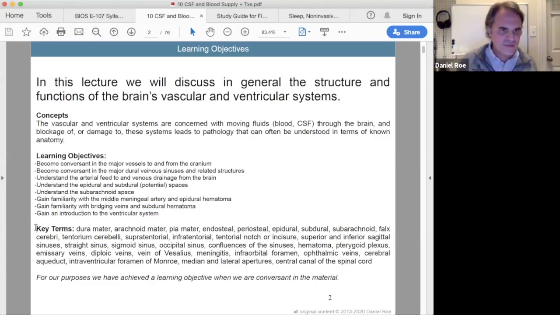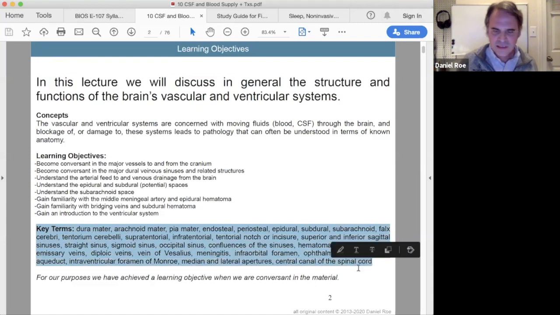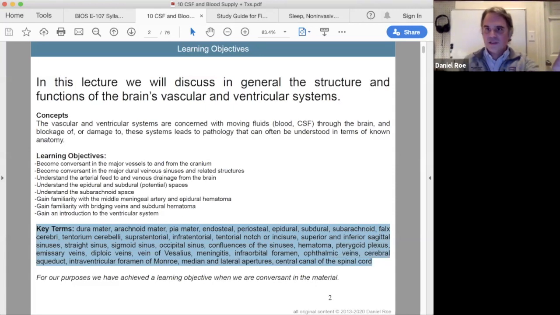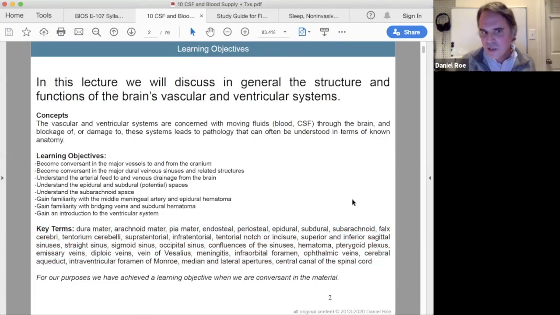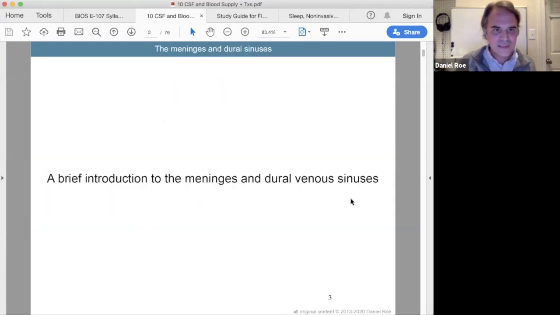And then, of course, I have the usual key terms. So you want to start learning these like yesterday, because you know how it goes, it just takes more time to learn vocabulary than it does to learn math, for example. So at any rate, let's continue on. A brief introduction to the meninges and dural venous sinuses.